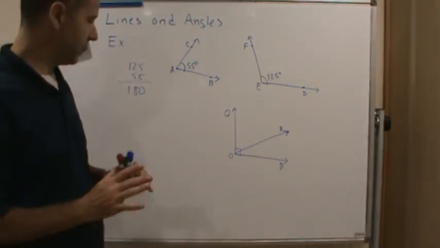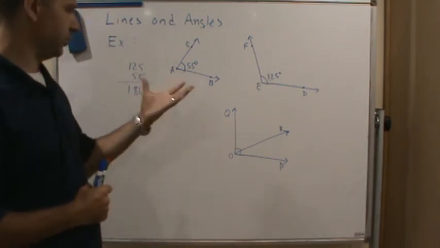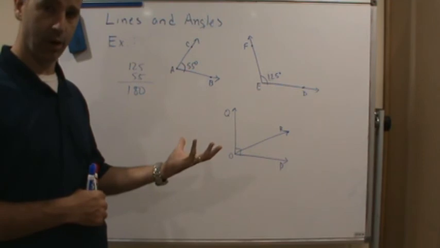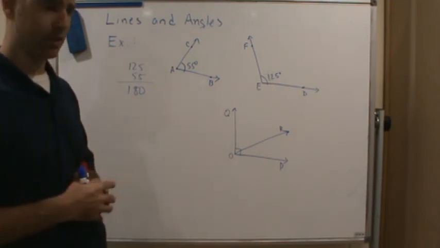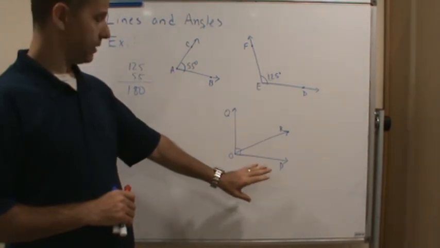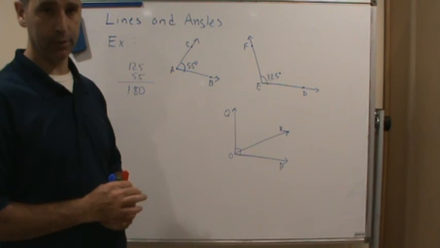Understanding the definitions of supplementary and complementary angles is just a matter of adding the measurements of the angles and seeing if they add up to either 180 degrees or 90 degrees, or looking at a visual and seeing that they have to be complementary or they have to be supplementary.